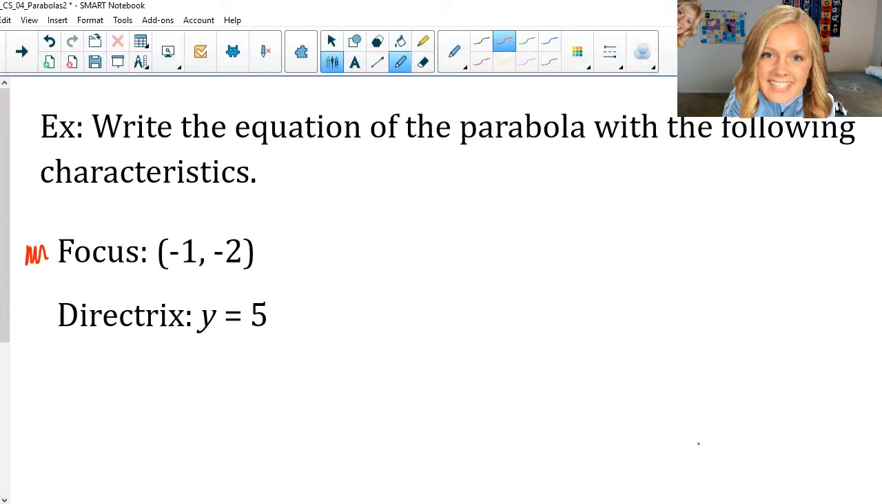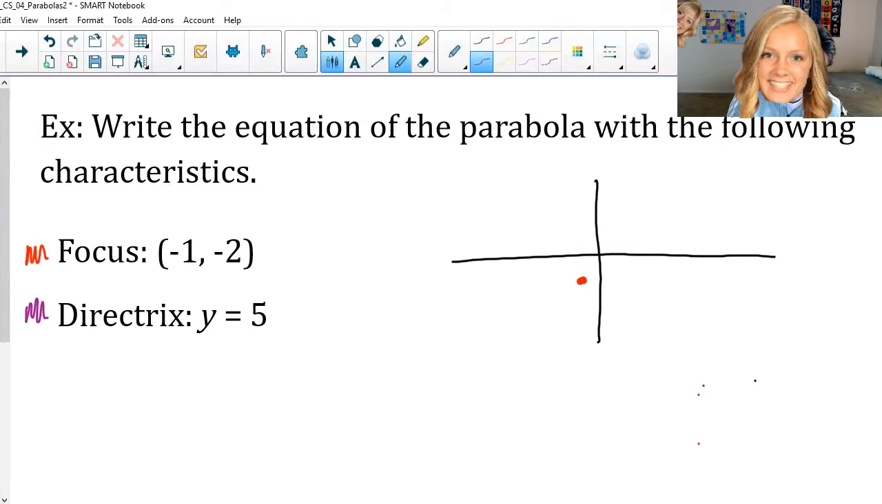So the focus is (-1, -2). Directrix is y equals 5. Let's sketch to just get a basic idea. So that's the focus. The vertex, y equals 5. Or no, sorry, directrix, y equals 5.